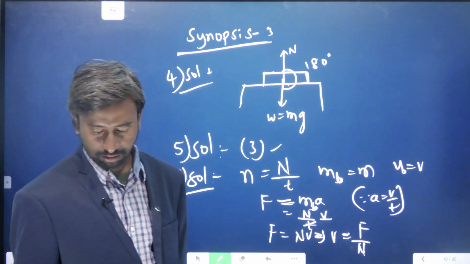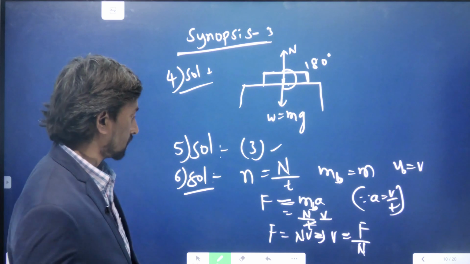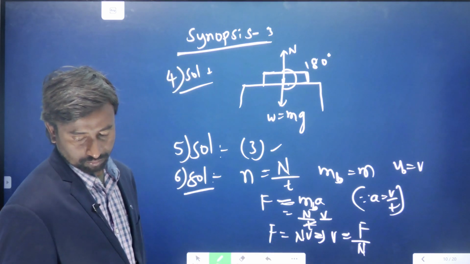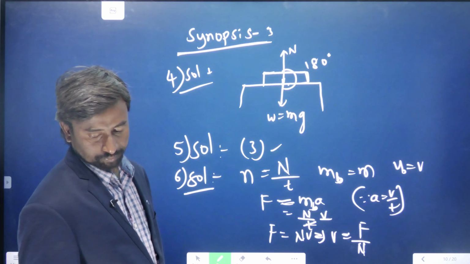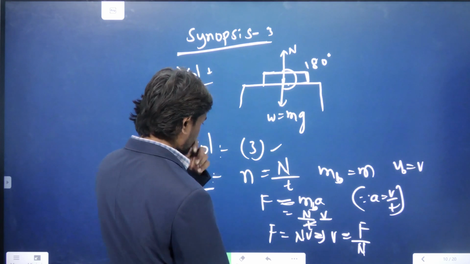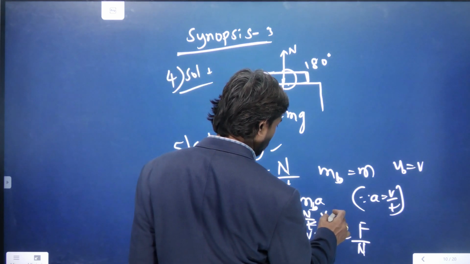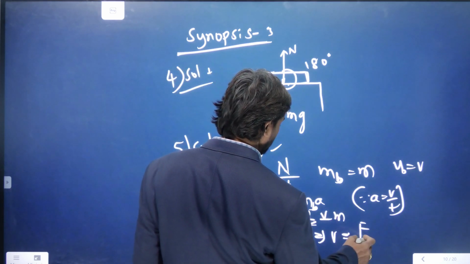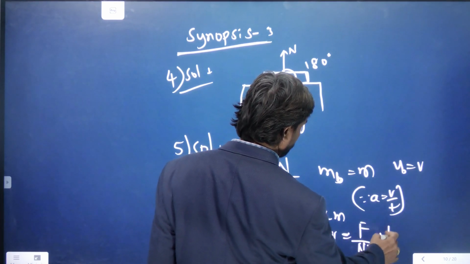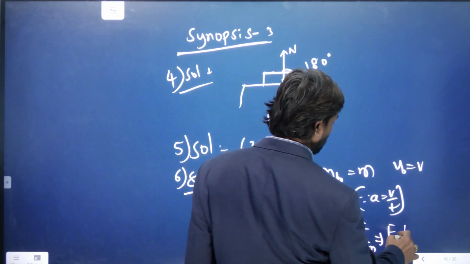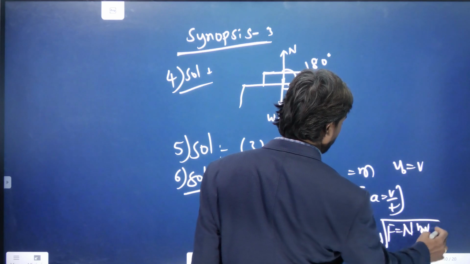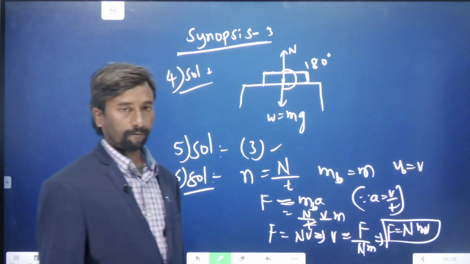What they are asking is the force exerted. So force exerted is n into v. Here n is the number of bullets and m is the mass, so we get F is equal to n into m into v. So this is the force exerted by the body.